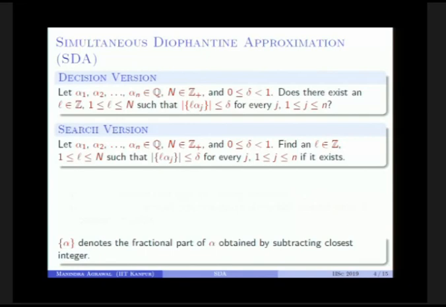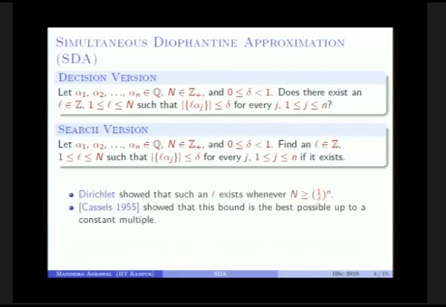Now this, as I said, is a classical problem. A long time ago, Dirichlet showed by a very simple pigeonhole counting that when the upper bound for L, capital N, is at least 1 over delta raised to the n, then such an L always exists. But that only answers the existence question for a large enough N. For smaller upper bounds, the question is still open. Cassels in 1955 showed that the Dirichlet bound is essentially optimal. So for an upper bound less than 1 over delta to the n, you may or may not have a solution depending on the rationals that you're given.